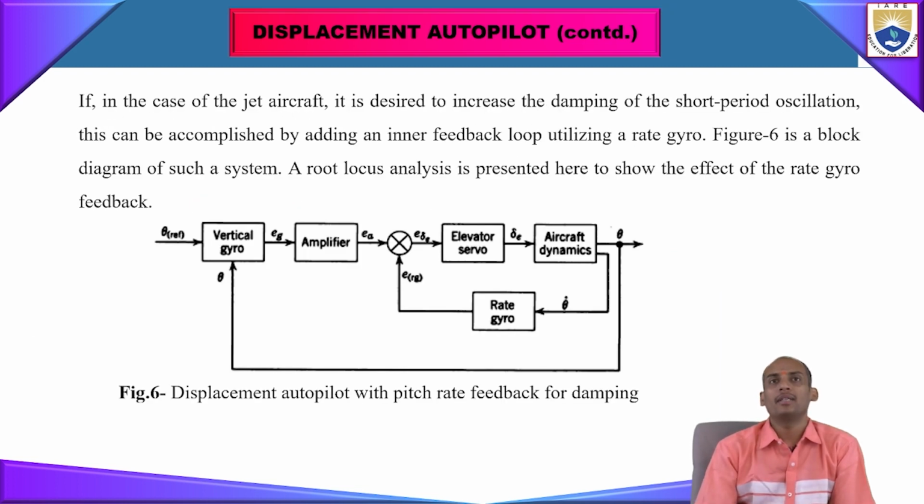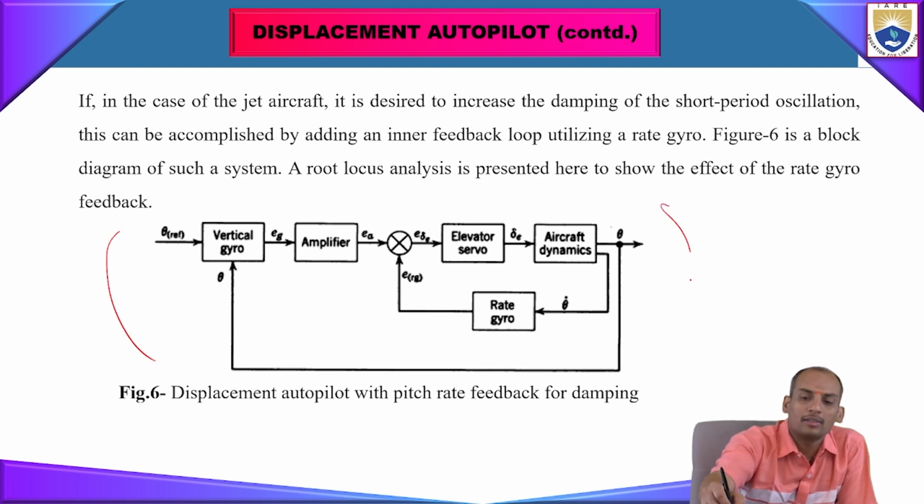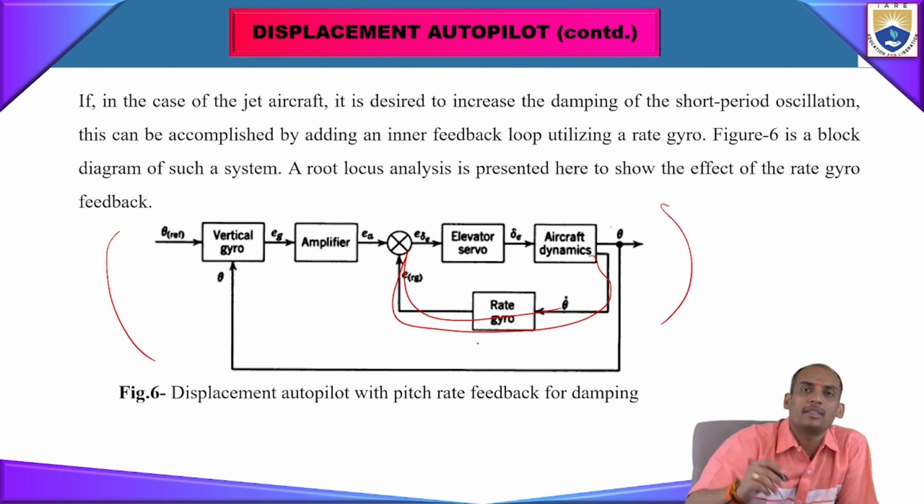In the case of a jet aircraft, it is designed to increase the damping of the short period oscillation. This can be accomplished by adding an inner feedback loop utilizing a rate gyro. The figure below shows that block diagram. Root locus analysis is presented here to show the effect of rate gyro feedback. See here, a small local feedback system is given.